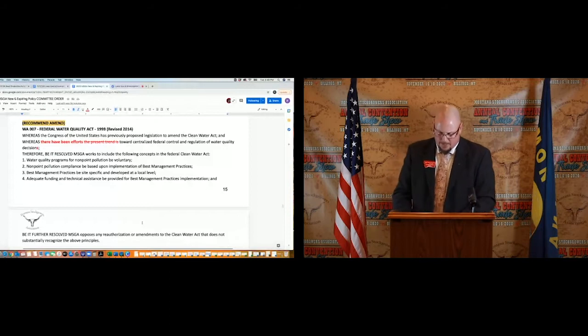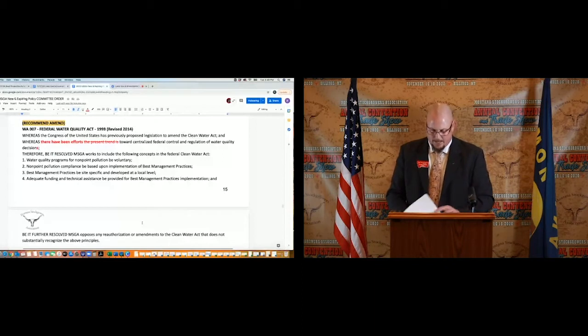4, adequate funding and technical assistance be provided for best management practices implementation, and be it further resolved, MSGA opposes any reauthorization or amendments to the Clean Water Act that does not substantially recognize the above principles. I would move that we vote on this.